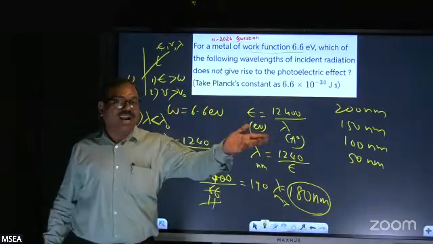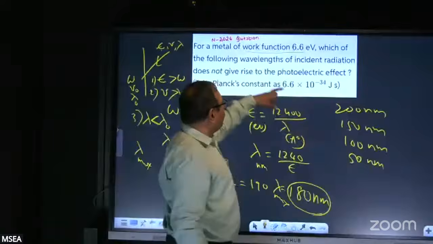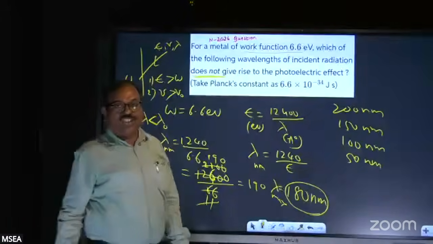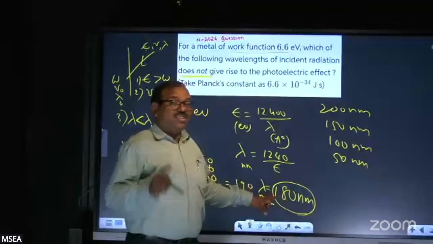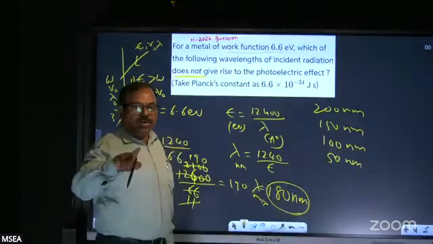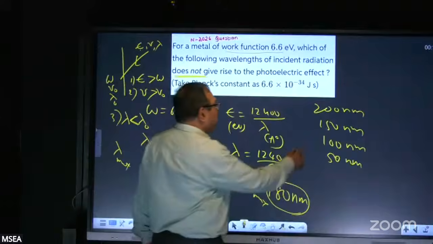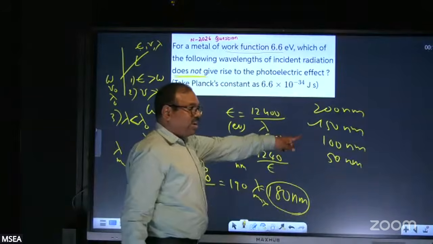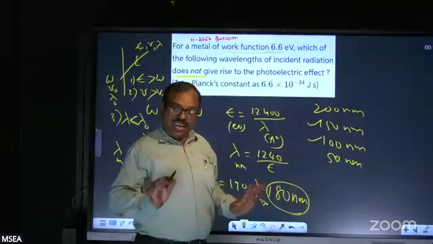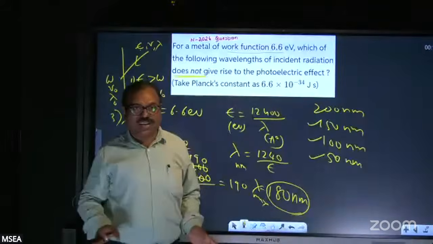Beyond that, you cannot get any photoelectron. Now come to the question and the answers. What is it asking here? Does not give rise to photoelectric effect. If the wavelength is less than this, the energy is more, and as the energy is more, you can get the photoelectrons. Even if this wavelength is less than this one, yes, you can get the photoelectron. Even this wavelength is also less than this one, yes, you can get the photoelectron.